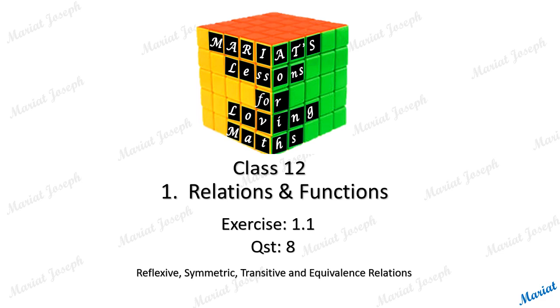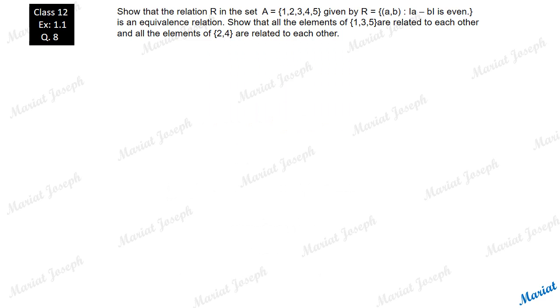Exercise 1.1 of Class 12 NCERT book. Questions on reflexive, symmetric, transitive, and equivalence relations. Show that the relation R in the set A = {1, 2, 3, 4, 5}, given by R = {(a, b): |a - b| is even}, is an equivalence relation.